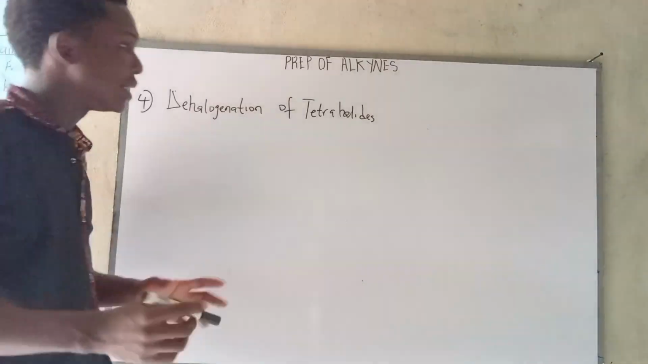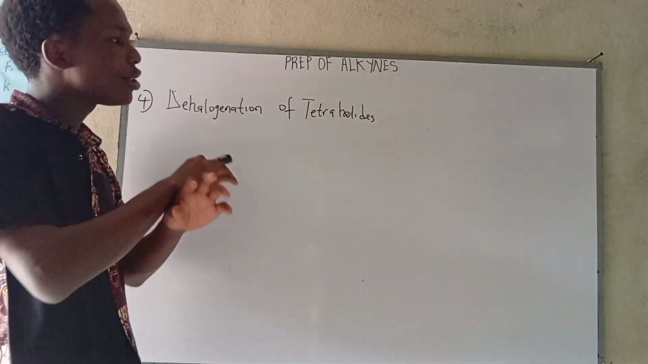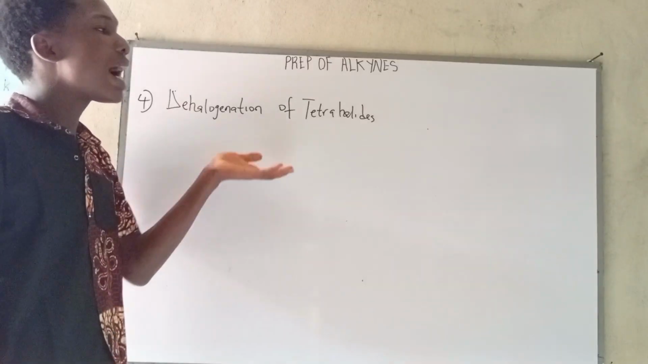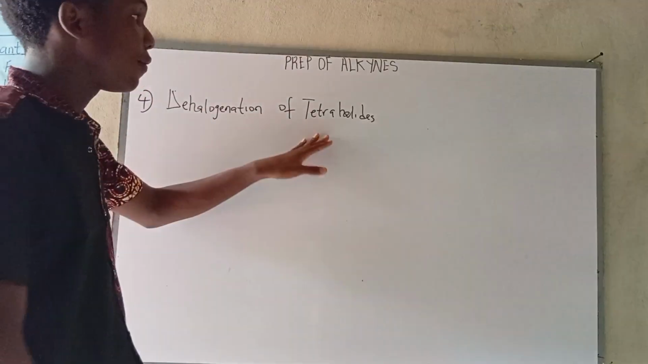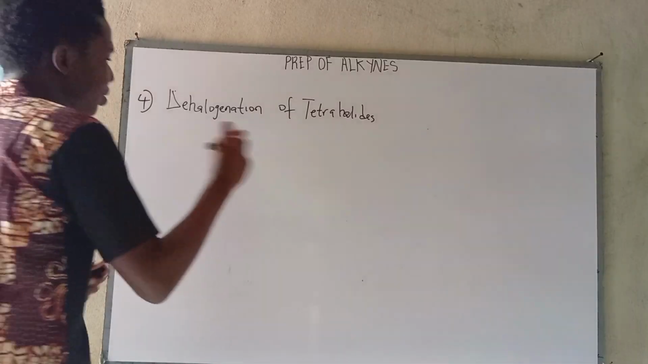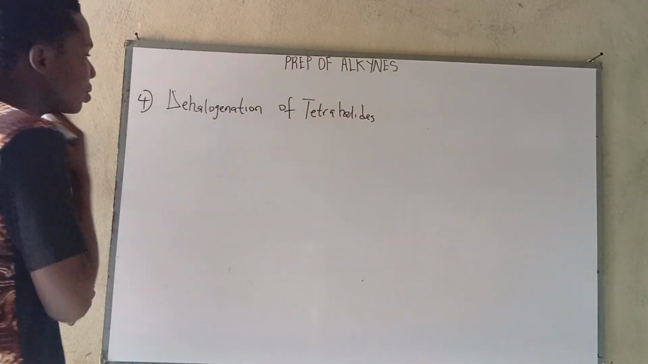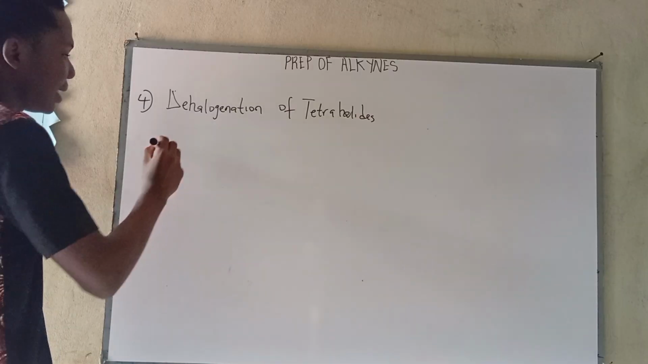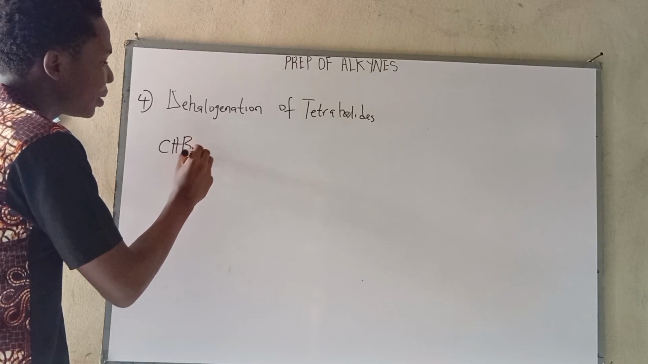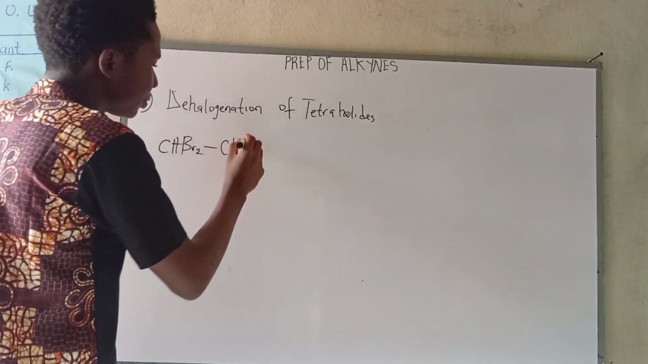Now this is quite easy. Dehalogenation of tetrahalide. From the name we can tell we have to remove halogens, and the halogens we are going to remove are from the tetrahalide. Now let me show you the diagram, the structure of the tetrahalide, so that you don't get confused. See what we are talking about? We can simply write it like this. Okay?